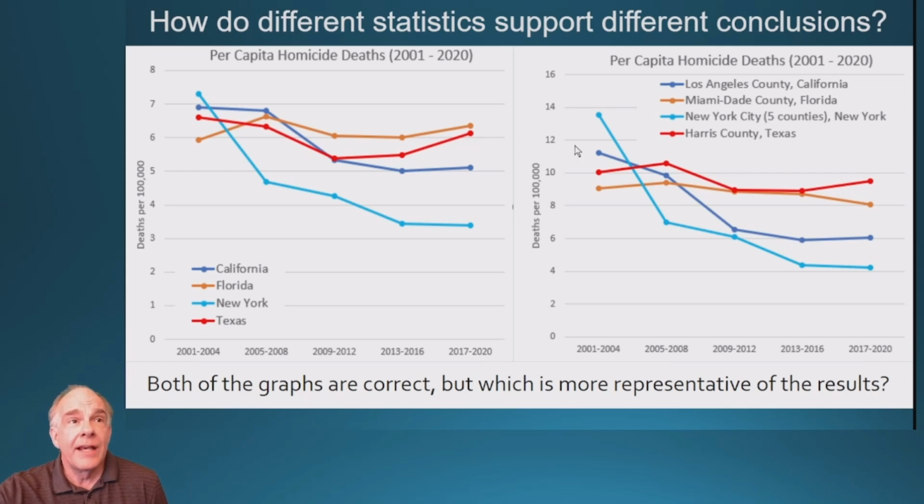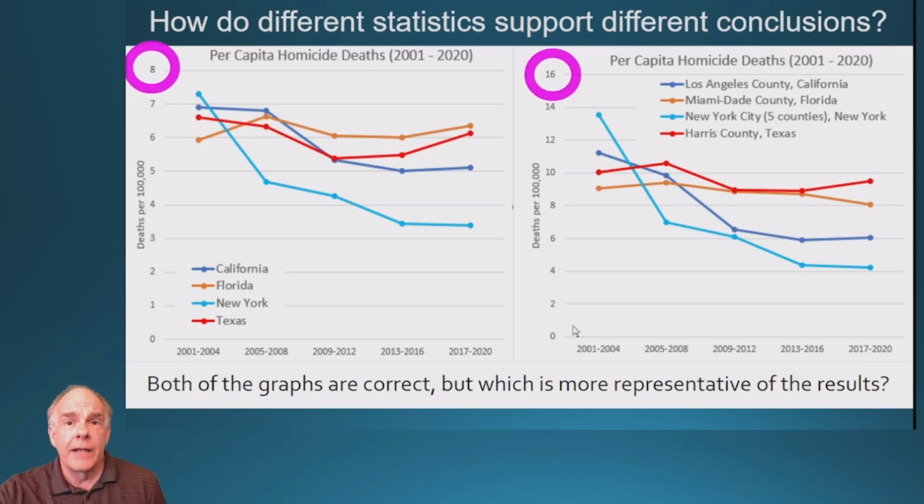And so if we take a look at this, homicides per capita by the entire state on the left-hand side, homicides per capita by most populated county in that state. And we see a slightly different pattern. In this case, we're seeing that light blue is New York, darker blue is California. Those values are dropping down below what is the most populated county in Texas and Florida. Again, both of these graphs are correct, but which is more representative of the results that we want to talk about?